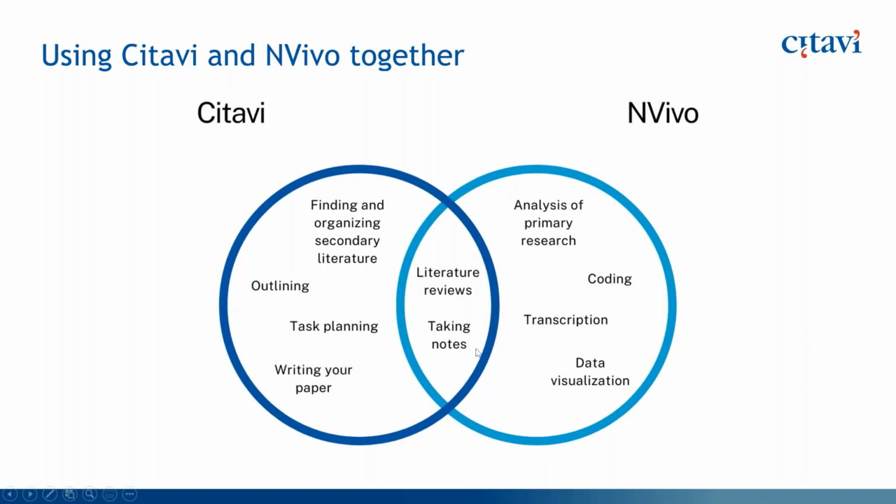And the two programs overlap a little bit in that you can take notes with both and you can use both for literature reviews. It's just maybe a little bit of a different focus. So with Citavi, you can go through and excerpt quotations or take notes on an article, and NVivo gives you some extra tools for that. So you can do some automated analysis that lets you pull out themes across the literature. So it's a little bit of a different feature set for both.